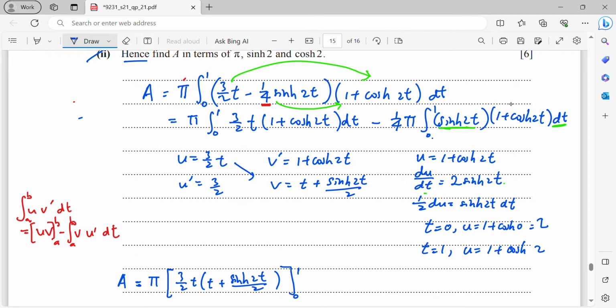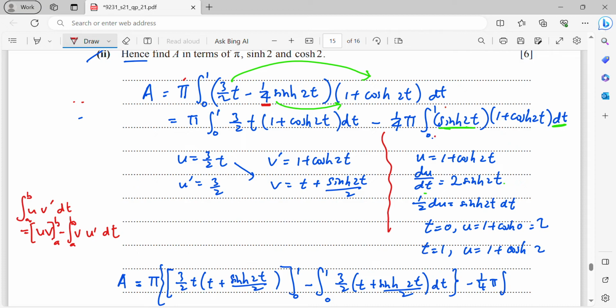Then put another bracket, minus the integral from 0 to 1 of v du. Okay, so that is 3 over 2 t plus sine 2t over 2. And then for the other one is negative 1 over 4 pi. Okay, integrate. Here I have to use substitution.